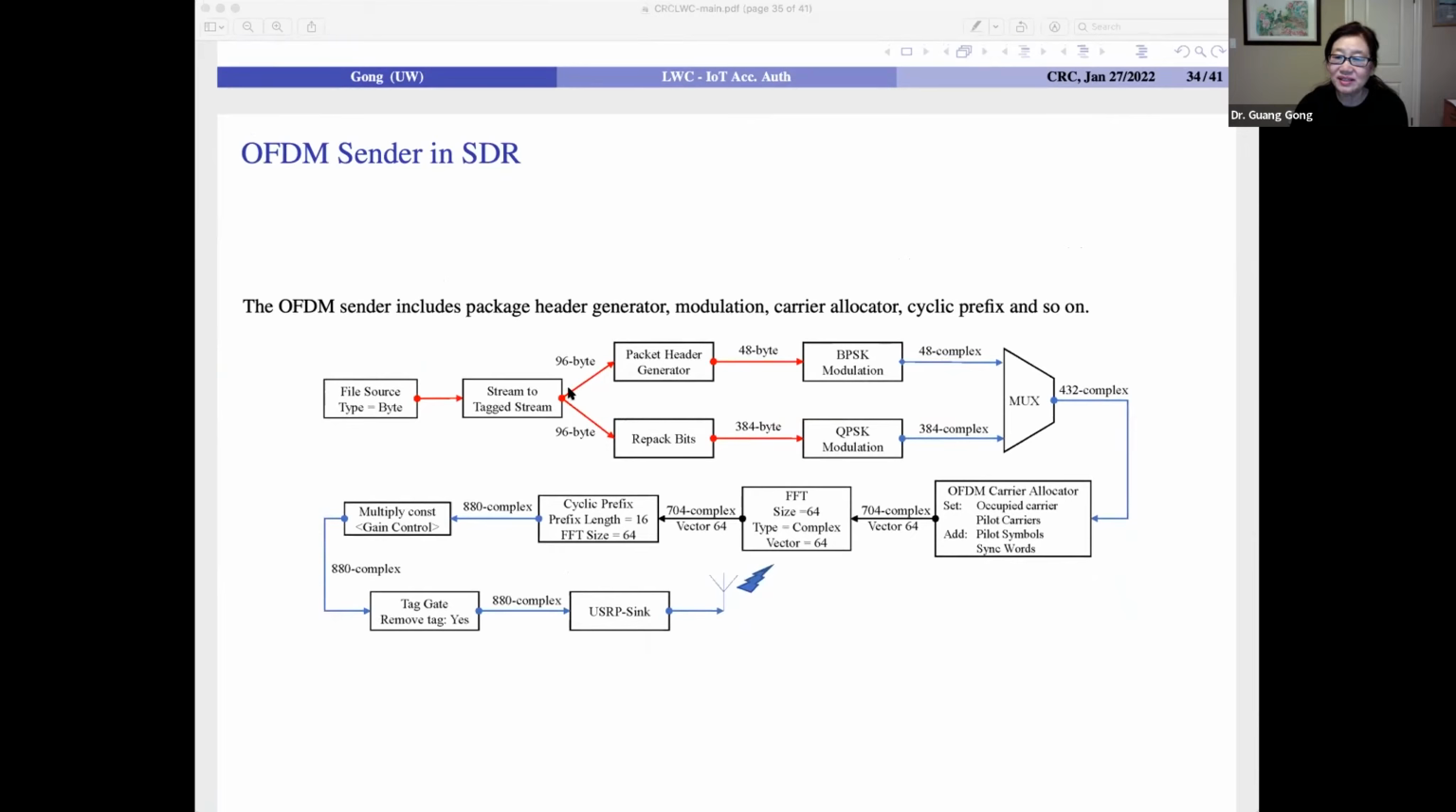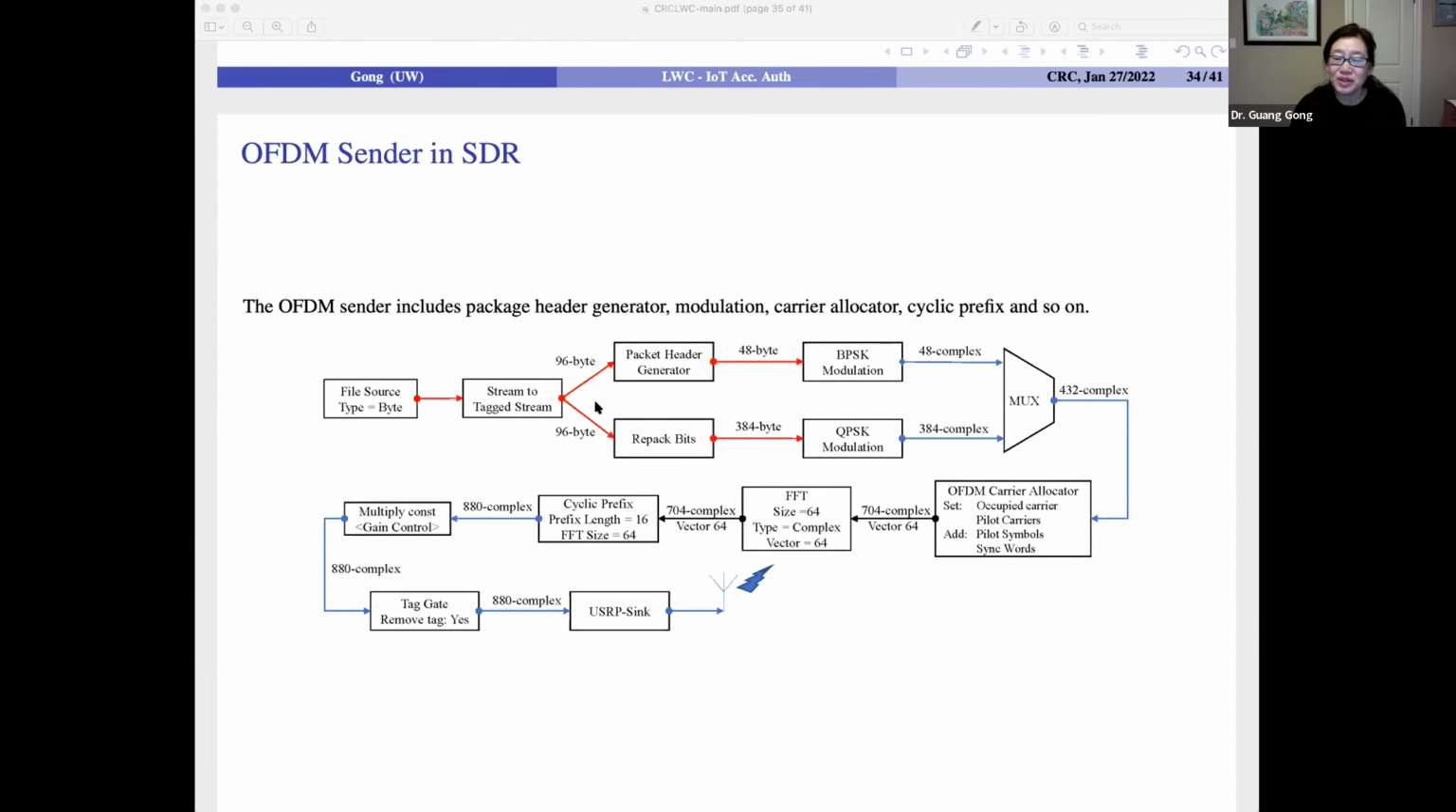Basically, each of those message blocks is 96 bytes when you do the transmission. Then you divide it into two different branches, and either is 48 bytes, and another you will go through, you will expand it to 384 bytes. The first one does BPSK, which is a binary modulation. The other branch will do quadrature phase shift keying, called QPSK modulation.